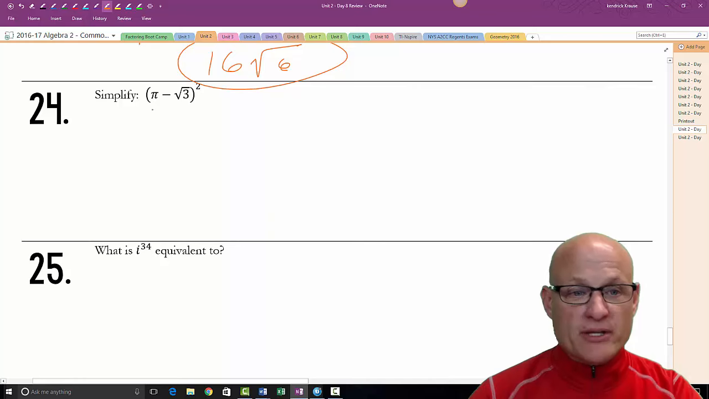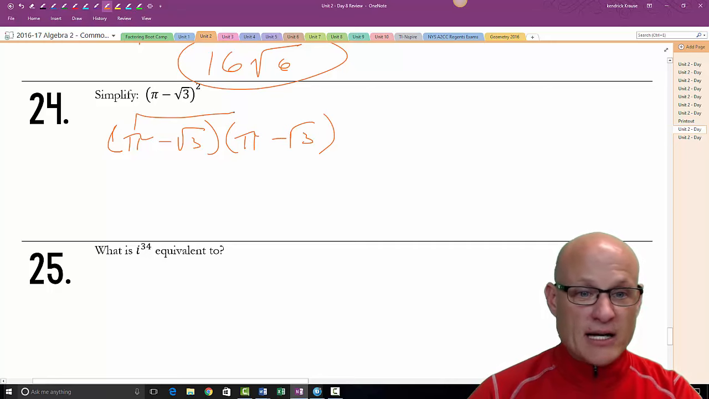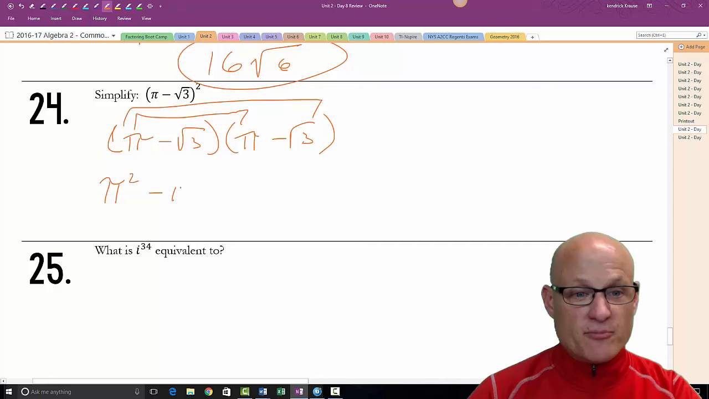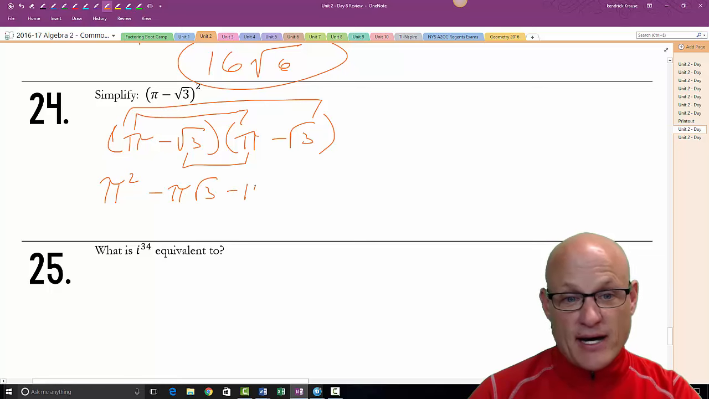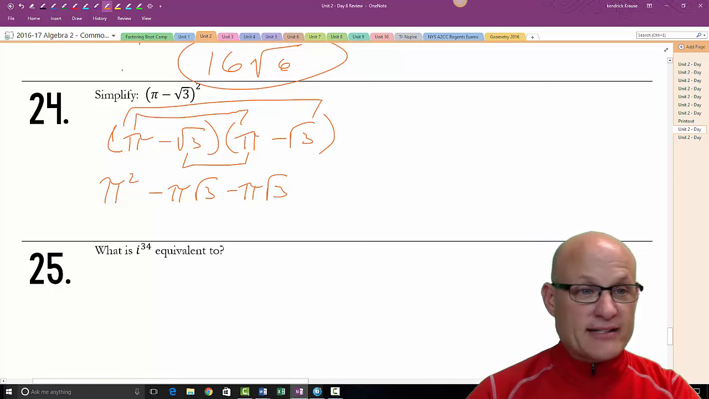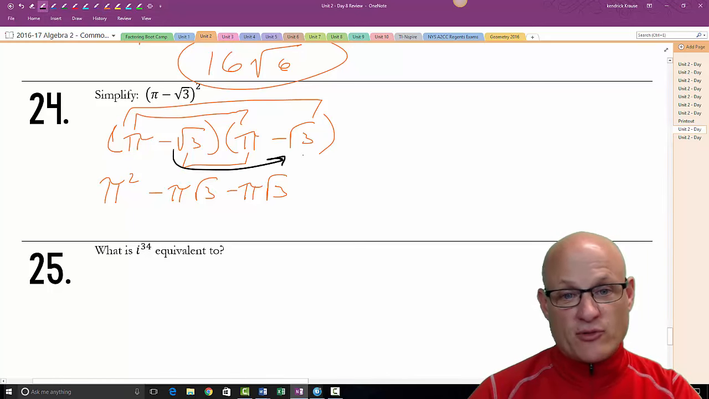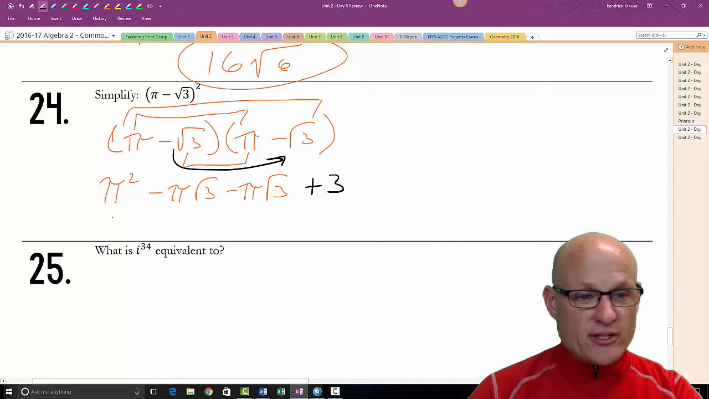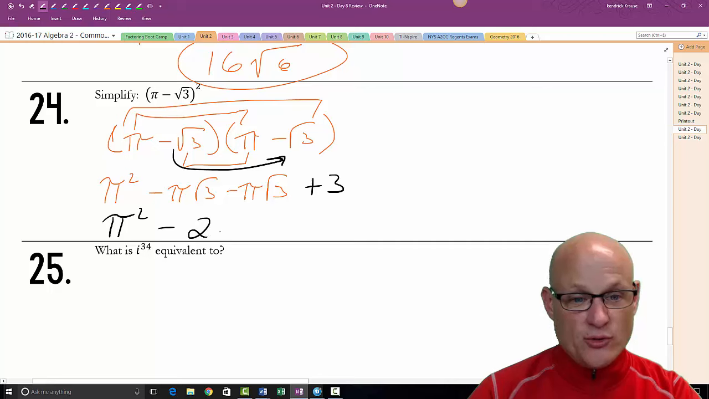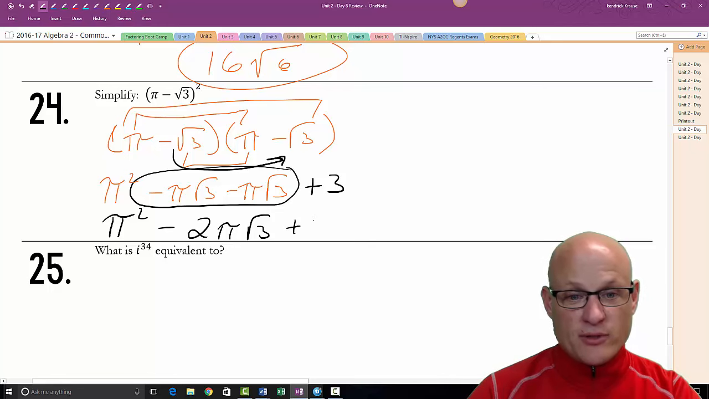What does squared mean? Squared means write it twice. So it's pi minus the square root of 3 times pi minus the square root of 3. All right. Pi times pi is pi squared. Pi times negative square root of 3 is negative pi square root of 3. And the square root of 3 times the square root of 3 is 3. It's negative times negative, so it's positive 3. So my answer is pi squared minus 2 pi square root of 3, because these can be combined, minus 1 and minus 1 make minus 2, plus 3.